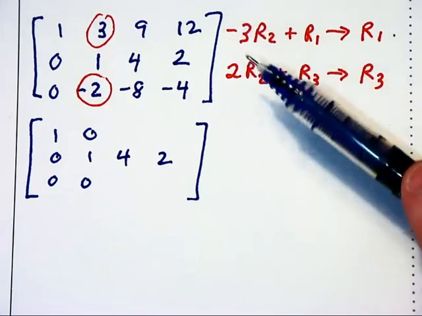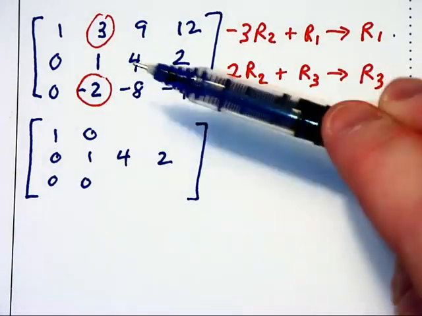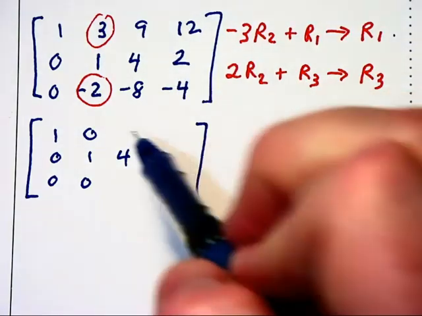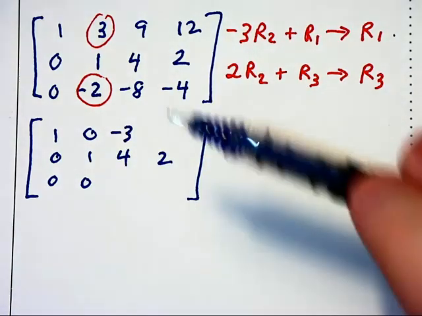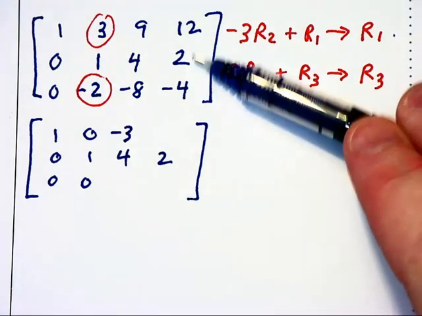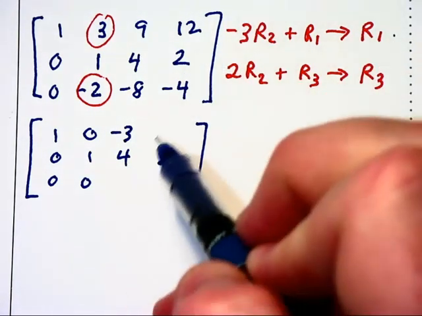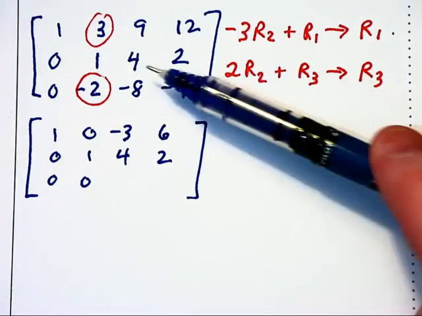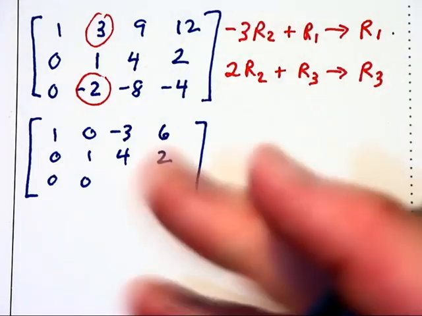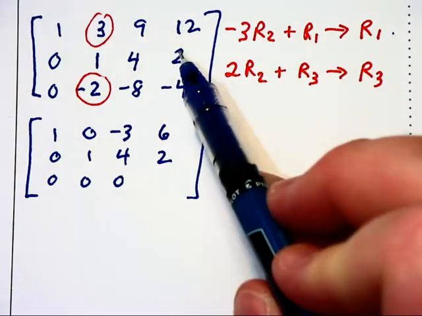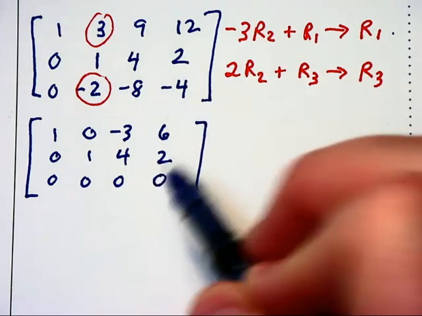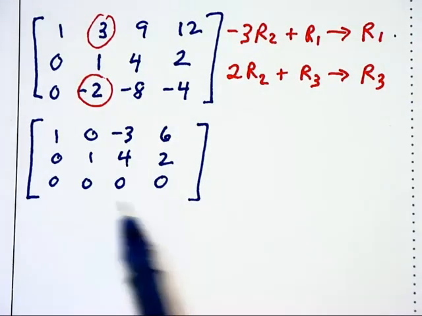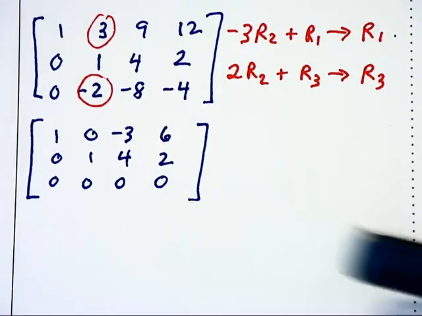Here we go. Negative 3 row 2s plus row 1. So negative 3 times this 4 is negative 12, plus the 9 above it makes negative 3. Negative 3 times this 2 is negative 6, plus the 12 above it gives us a 6. Now we're going to go 2 row 2s plus row 3, so 2 times 4 is 8, minus that 8 makes 0. 2 times 2 is 4, minus 4 is 0, and we got another oops, but this time I don't have a 0 equals negative 5, I've just got a whole row that means nothing.